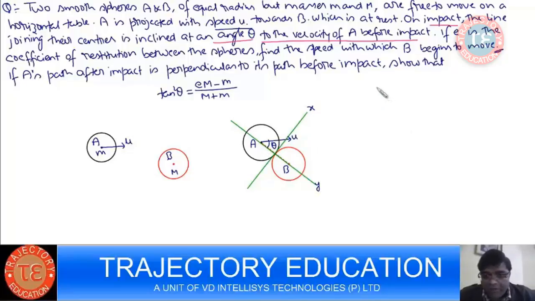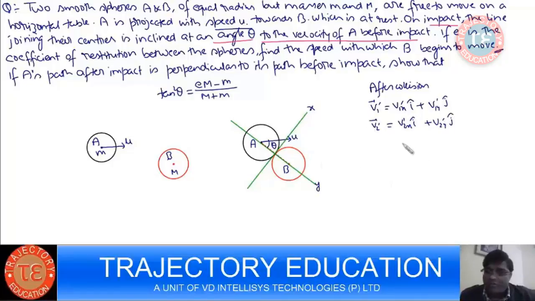Before collision, A was moving with u. So let's suppose after collision, the velocity of A is say v1 dash, which is v1 x dash i plus v1 y dash j, and v2 dash is v2 x dash i plus v2 y dash j. Now in the x direction, there is no force acting on either A or B.